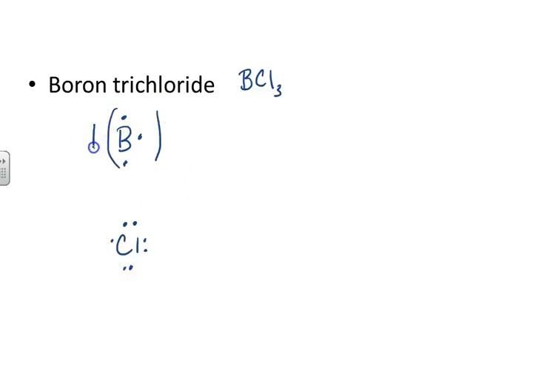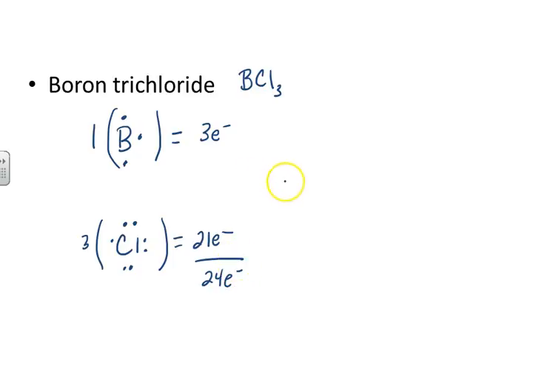We have 1 boron. That's 3 electrons. We have 3 chlorines. 7 times 3, 21 electrons. Means we've got 24 electrons available. We then try to arrange.